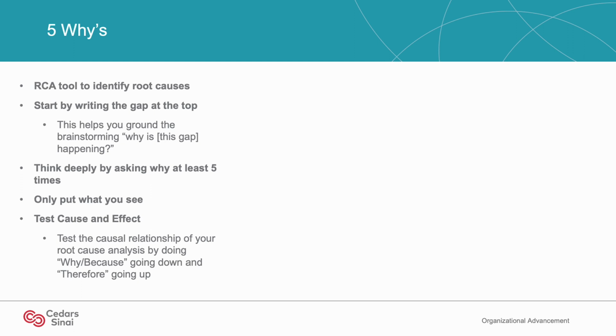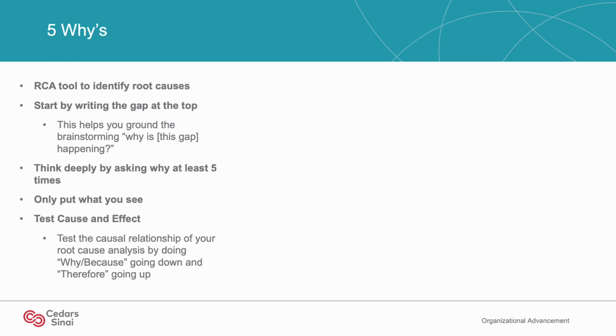Remember, you need to answer each why with reasons that you have observed during your process walks. Finally, test the causal relationship of your root causes by utilizing "therefore" as you go up each why. Here's an example of how a team identified a root cause to their problem using the 5 Whys exercise.